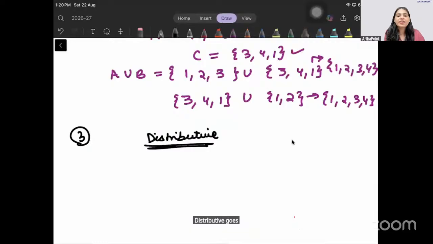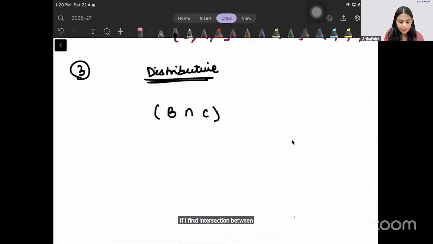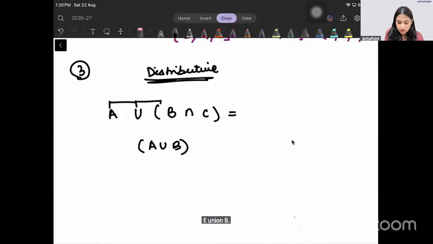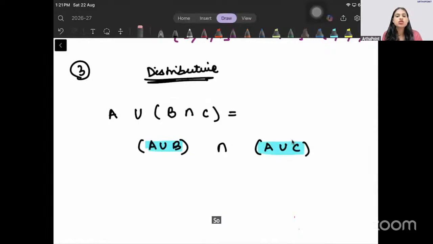Distributive says that unions and intersections distribute over each other. That means, if I find the intersection between B and C and take its union with A, then the union will distribute itself. This will be equal to (A union B) intersection (A union C). So here we are saying that the union has distributed itself. Union is individually happening of A with B and A with C.